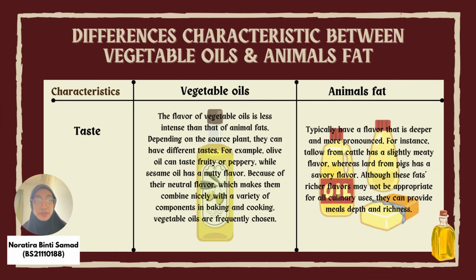The difference in characteristics between vegetable oil and animal fat, based on taste. Vegetable oil is less intense than animal fat. Depending on the source of the plant, they can have different tastes. For example, olive oil can taste fruity or peppery. Meanwhile, animal fat has a deeper and more pronounced flavor, like tallow from cattle, which has a slightly meaty flavor.